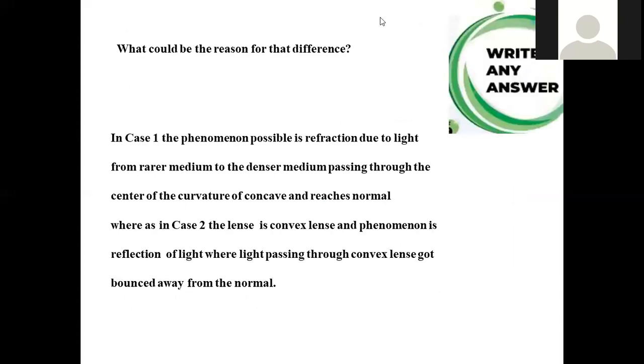Any other question? What would be the reason for that difference? Why is the difference possible? In case 1, the phenomenon possible is called refraction, due to light from rarer medium to denser medium passing through the center of curvature of the convex lens and reaching the normal, whereas in case 2, the phenomenon is called reflection of light, where the light passing through the convex lens got bounced away from the normal.